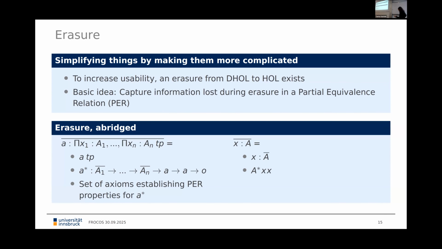The other thing which makes eval very cool is that there is an erasure. So eval itself is not very widely supported yet, but we're getting there. And to increase the usability of this, there is this dependency erasure, which uses partial equivalence relations to capture the information that is lost during erasure, during this cancellation. And a partial equivalence relation, of course, is an equivalence relation that isn't reflexive. And it works like this.